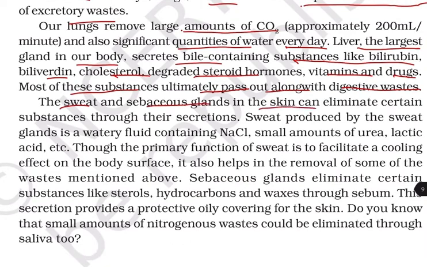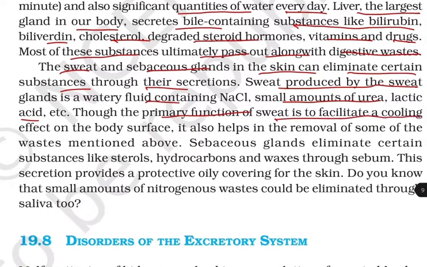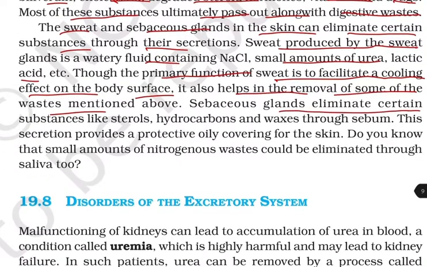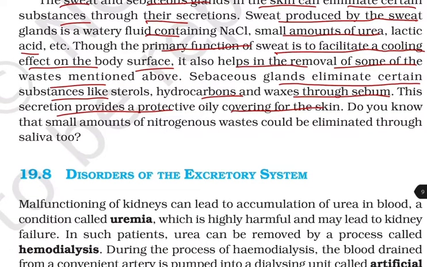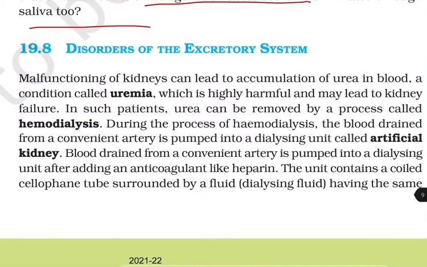The sweat and the sebaceous glands in the skin can eliminate certain substances through their secretion. Sweat produced by the sweat glands is a watery fluid containing NaCl, a small amount of urea, lactic acid, etc. Though the primary function of sweat is to facilitate a cooling effect on the body surface, it also helps in the removal of the wastes mentioned above. Sebaceous glands eliminate certain substances like sterols, hydrocarbons, and waxes through the sebum, and this secretion provides a protective oily covering for the skin. Do you know that a small amount of nitrogen waste could be eliminated through saliva too?